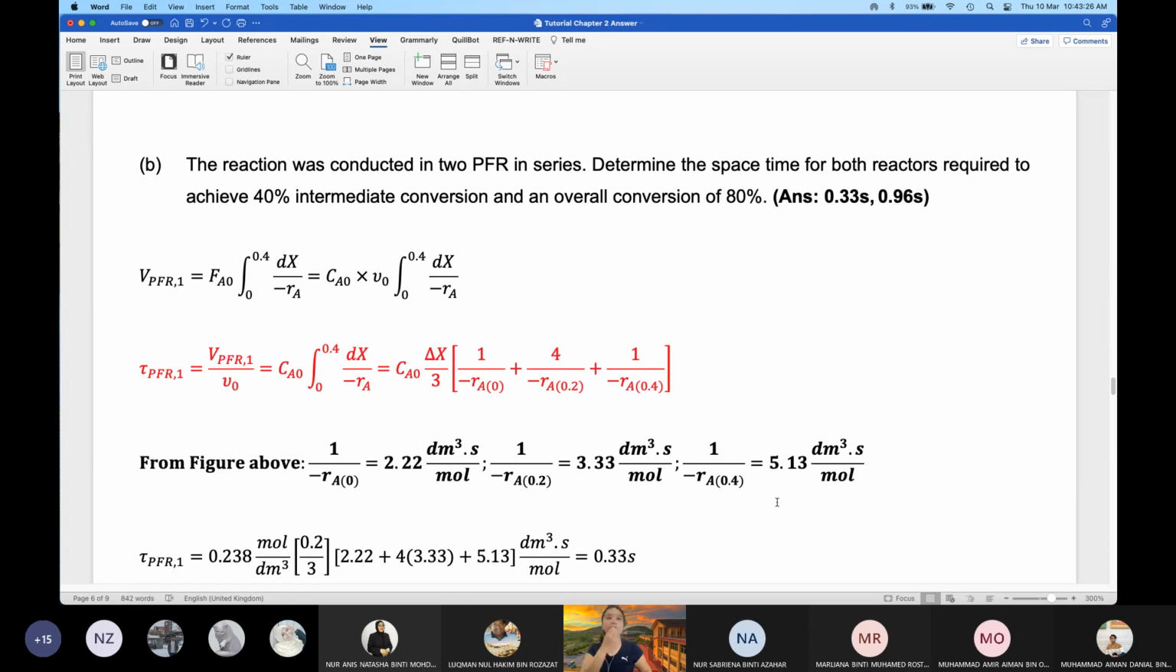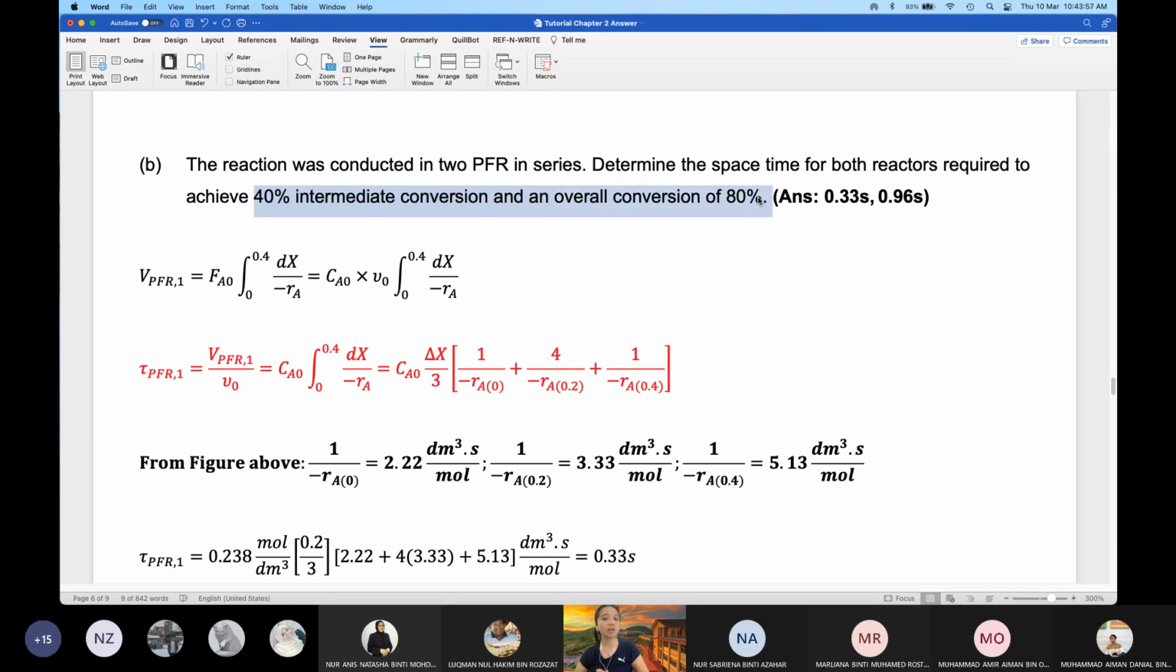Okay, next part. Part ni dah susah sikit. This part is slightly different already the question. Kamu cari FA0, kamu cari volume. Soalan ni dikata, let's see the question. The question says, reaction conducted in 2 PFR in series, determine the space-time. Kamu baru belajar semalam kan, space-time, tau. For both reactor to achieve 40% intermediate conversion and overall conversion 80%.